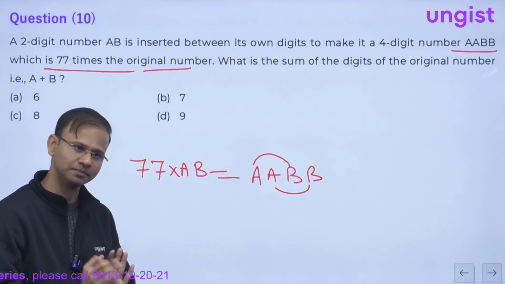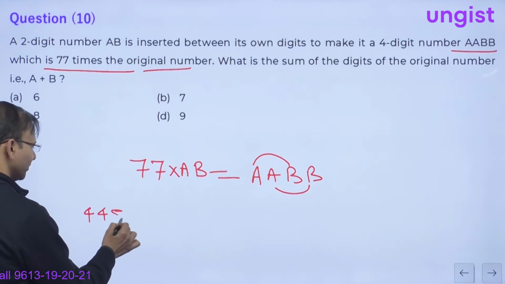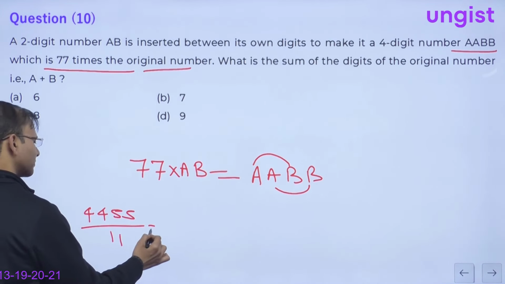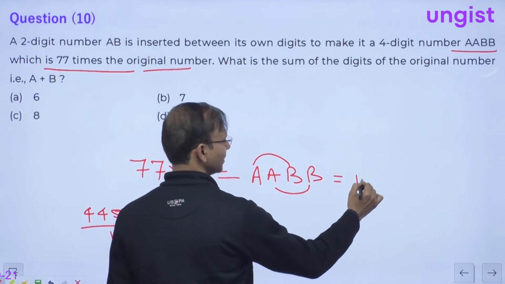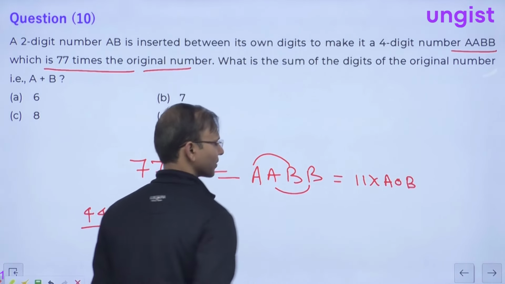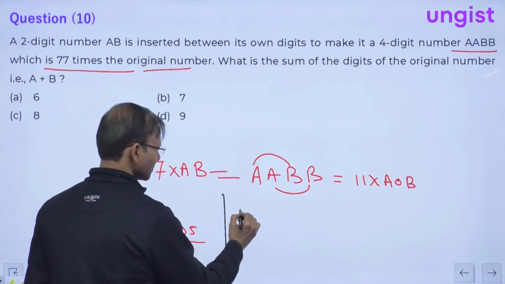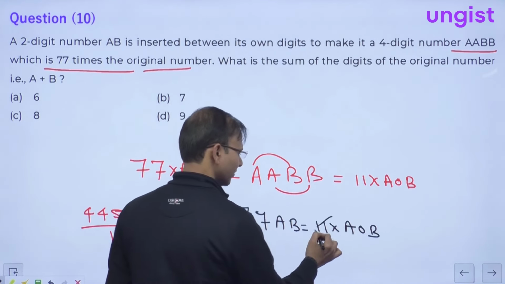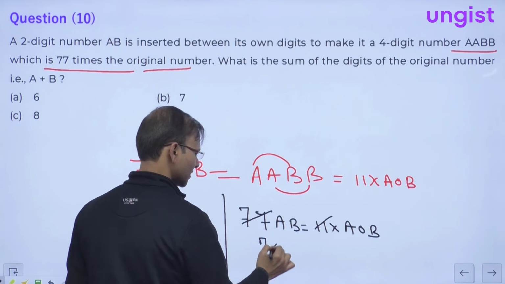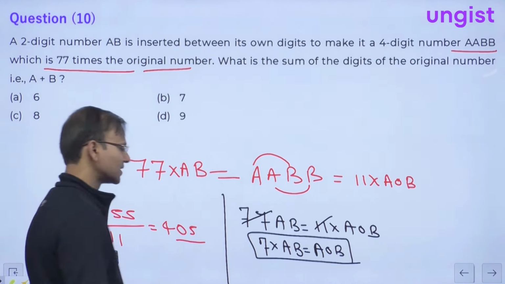Everybody clear? So divide this number, let's say we have 4, 4, 5, 5, by 11. So 4, 0, 5, correct? So this is actually 11 into A0B. Guys, yes or no? Correct? Fine. After that, the question is trying to say 77 into AB is equal to 11 into A0B. So this is 7 times AB is equal to A0B. Friends, it is clear? This is the condition.